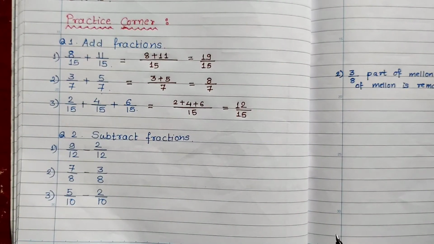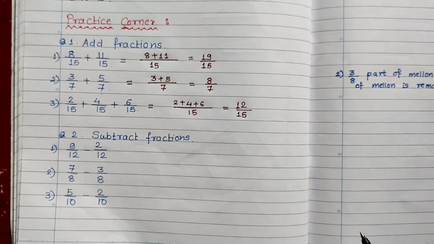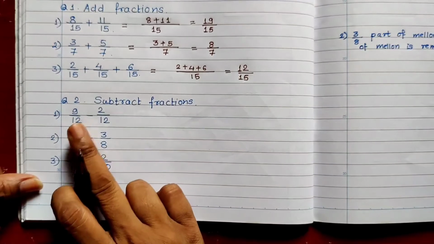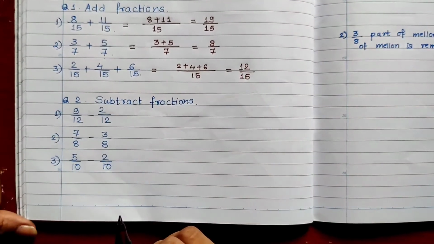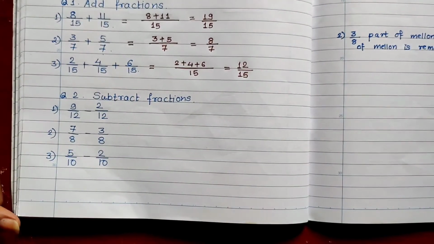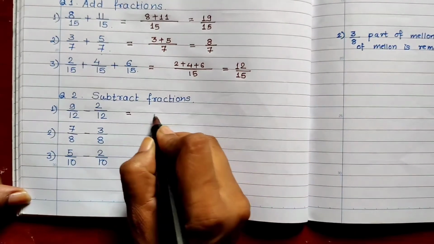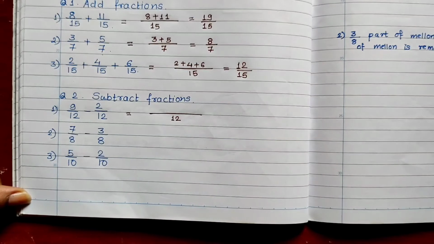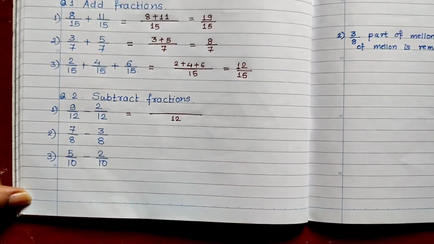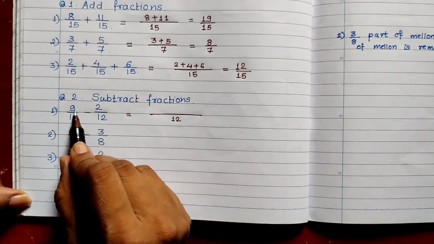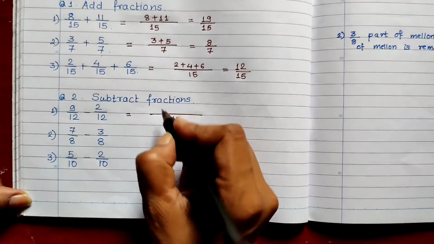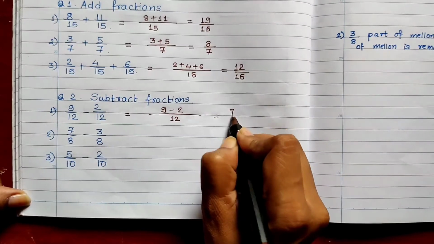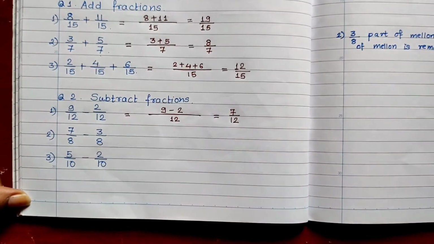Now, subtraction can also be done by the same method. So, write the subtraction question. Subtract 9 upon 12 minus 2 upon 12. So, how to write? Again, we write this denominator one time as it is. And then we will subtract the numerators. What is there in the numerator? 9 minus 2. 9 minus 2 is 7 upon 12.